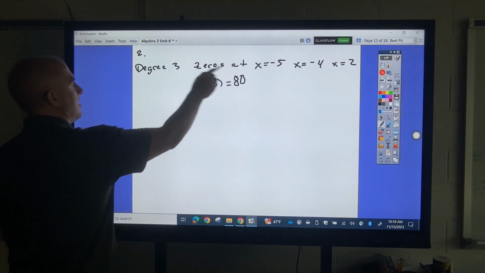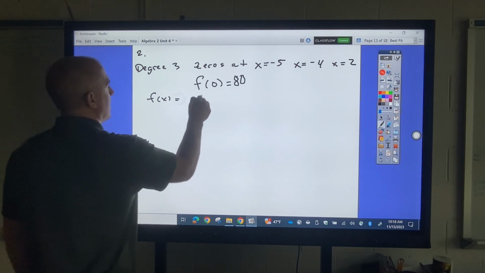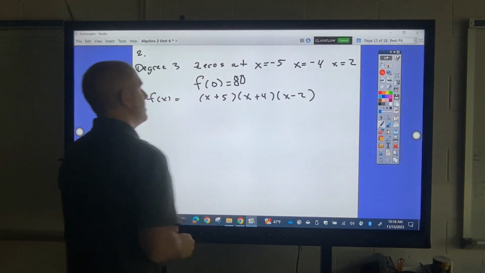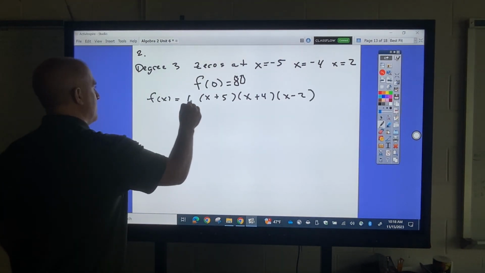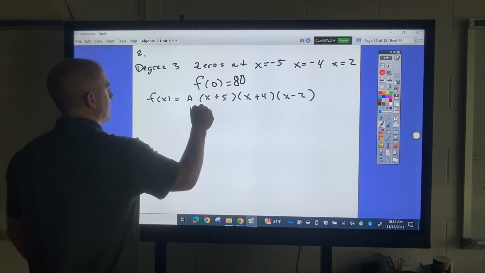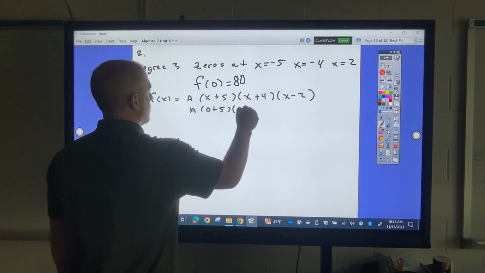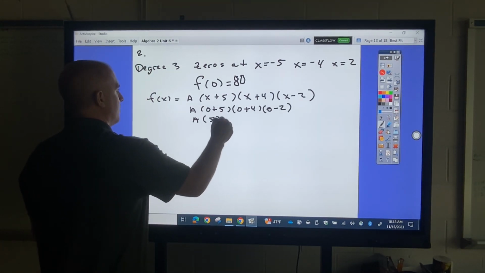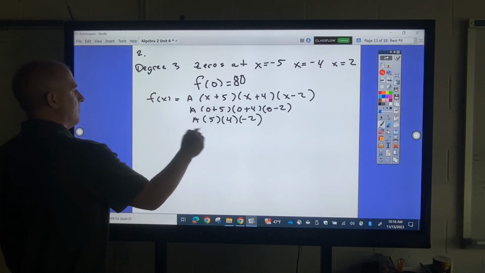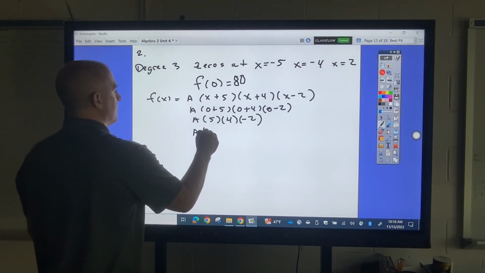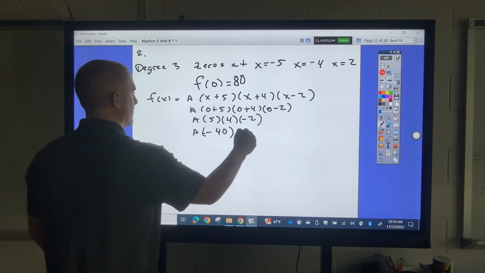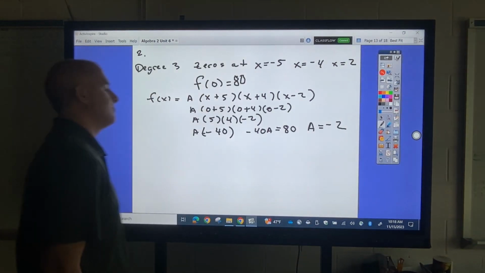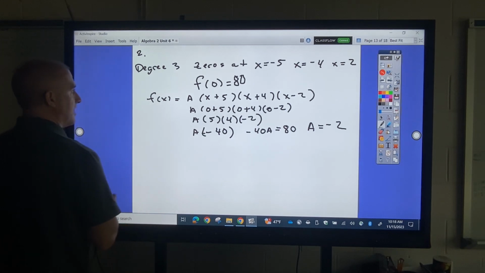All right, so I start out, I got x plus 5, x plus 4, x minus 2, and they're telling me I need f of 0 to be 80. So I'm going to put a there. So that's going to be 0 plus 5, 0 plus 4, 0 minus 2. So that's going to be 5, 4, negative 2. If I multiply that, that's going to be negative 40. So negative 40a equals 80, so a is going to be negative 2. That's what my scalar multiplier is going to be.